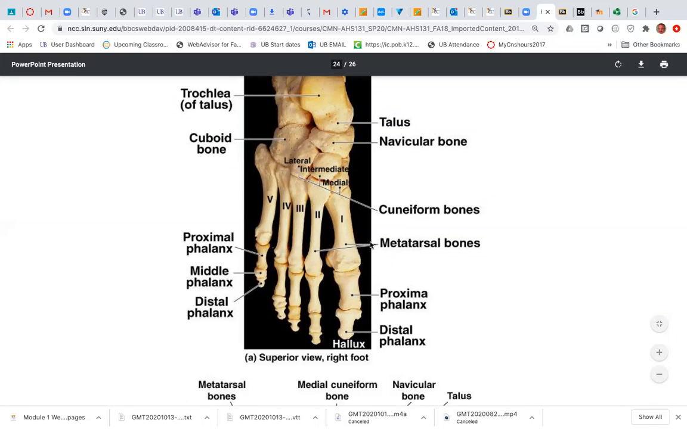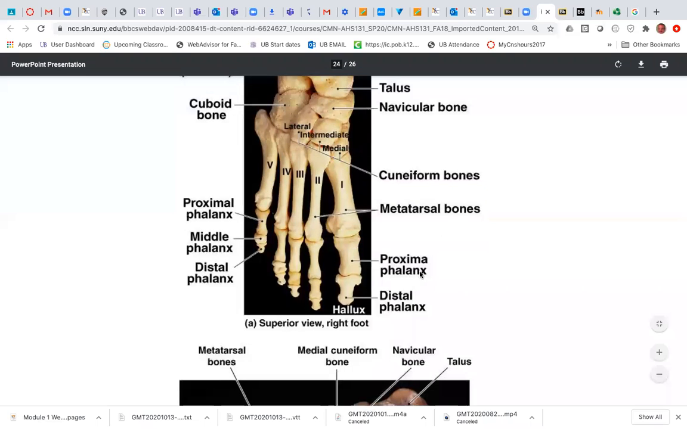Distal to the metatarsals are the phalanges, or the phalanx. Remember, just like the hand, digits 2, 3, 4, and 5 have a proximal, a middle, and a distal phalange, or a proximal, middle, and distal phalanx. The unique one is the great toe, known as the hallux.